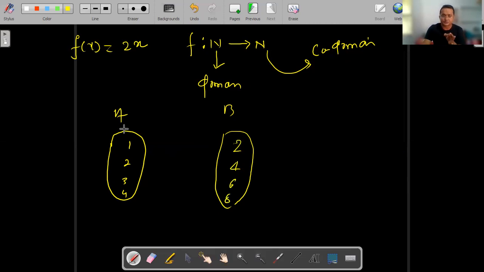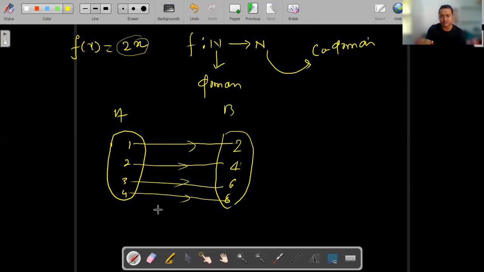Why? Because see here, natural number 1. If you put 1 here, what will you get? 2. If you put 2, you will get 4. If you put 3, you get 6. If you put 4, you get 8. Getting this? Okay. Now you can just map 1 with 2, 2 with 4, 3 with 6, and 4 with 8.